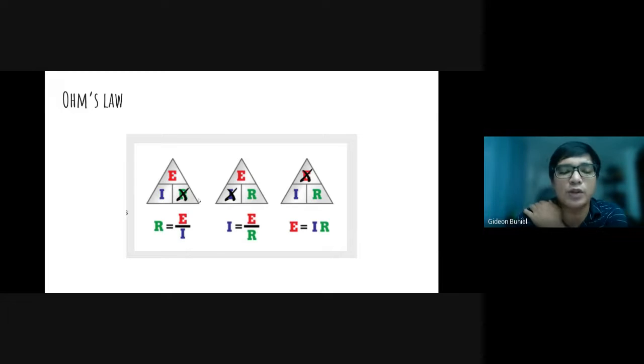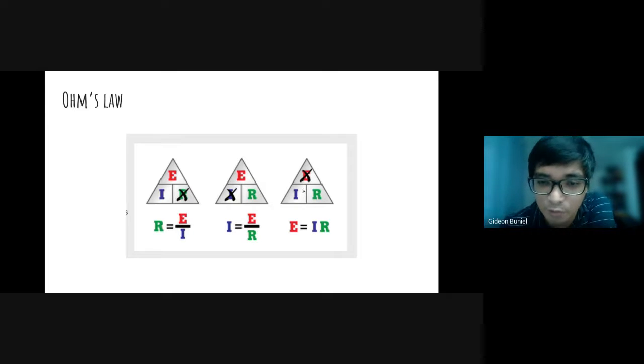Now for Ohm's law, as I've said earlier, if you want to find the voltage, the formula would be E is equal to I times R. So you can see here on this pyramid, E is equal to I times R.